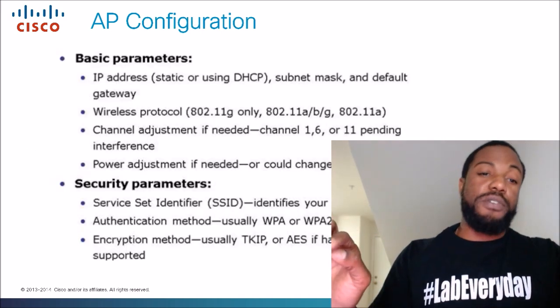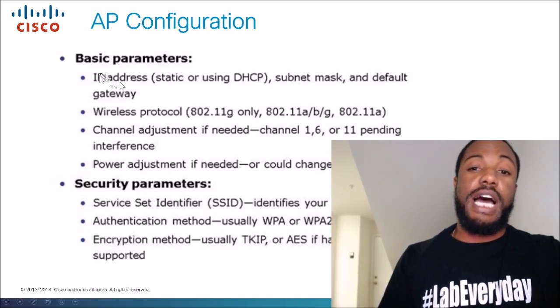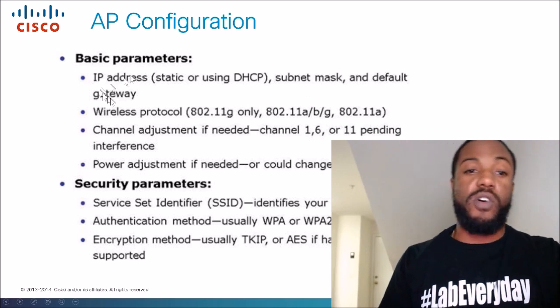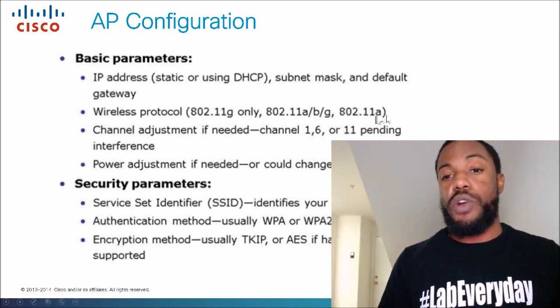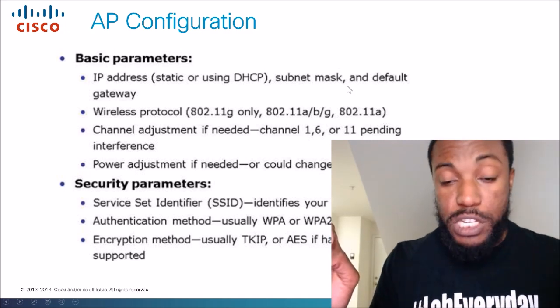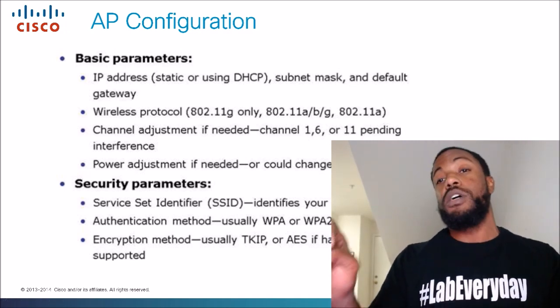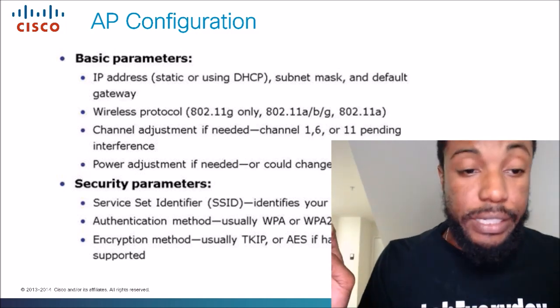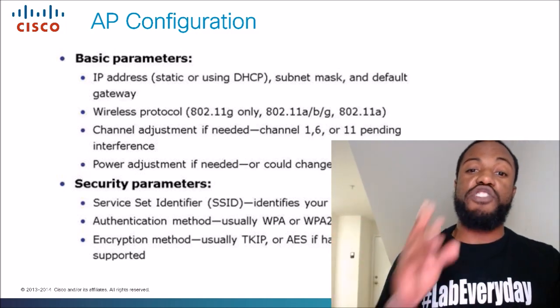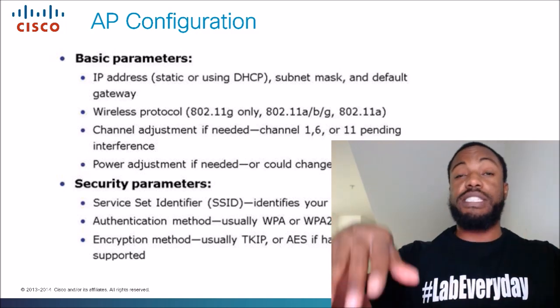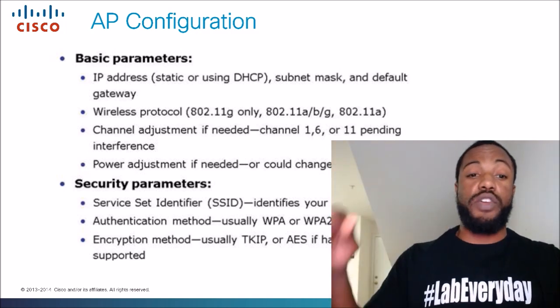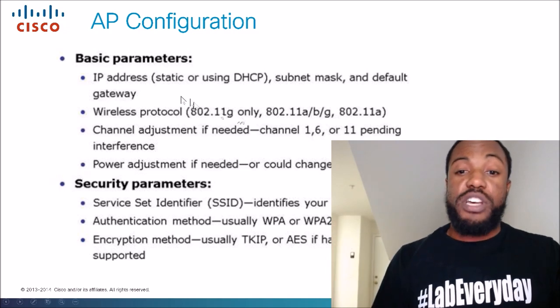Here are some basic parameters that you can configure on an AP: the IP address, such as the subnet mask and default gateway, and the wireless protocol, whether it's G, ABG, or A. Hopefully y'all have done some reading in the ABG manual. Again, I'm just going to be talking about the basics here. Channel adjustment if needed, channel 1, 6, or 11. We'll talk about radio frequencies and overlapping channels in the next video. And power adjustment if needed.